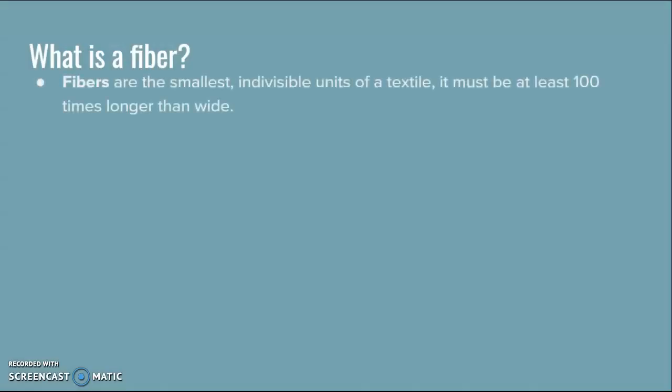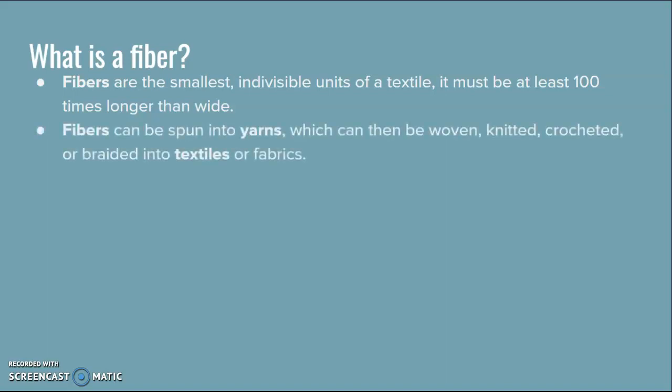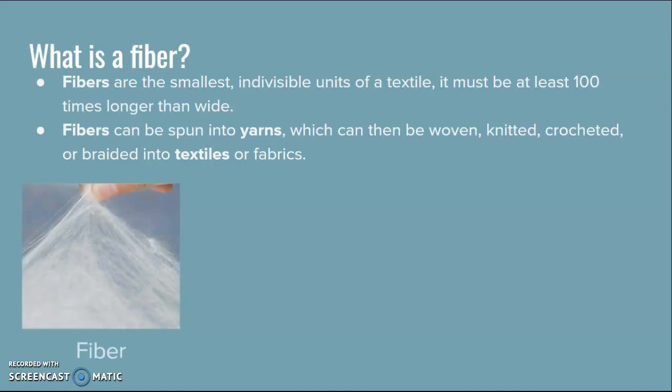So what is a fiber? Well, fibers are the smallest indivisible units of a textile. They must be at least 100 times longer than they are wide. Fibers can be spun into yarns, which can then be woven, knitted, crocheted, or braided into textiles or fabrics.